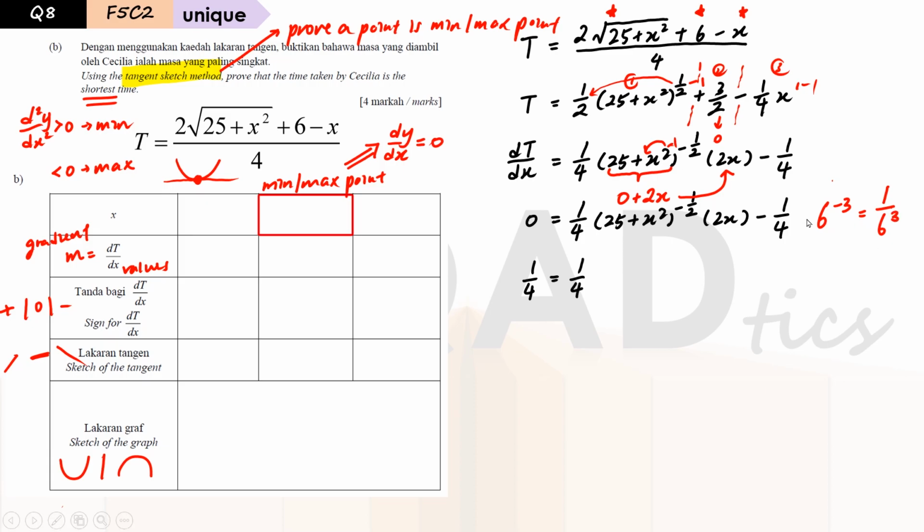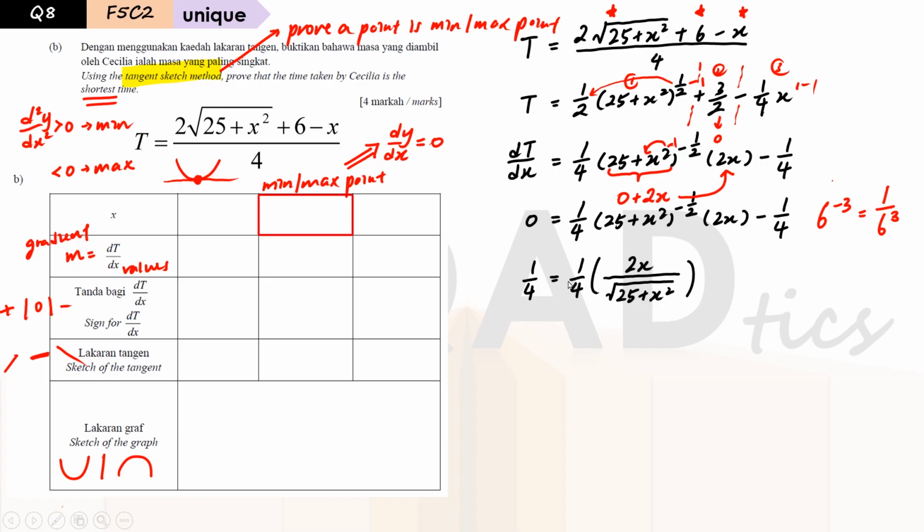So imagine this 6 is 25 plus x squared. It will move to the bottom, and it will be something like this. And the power here, 1 over 2, will also move together. But here, I don't want to write 1 over 2. I want to change it to the square root format. That's why there's a square root here at the denominator. And for the 2x, I'm going to put it on top. That's why the numerator is 2x.